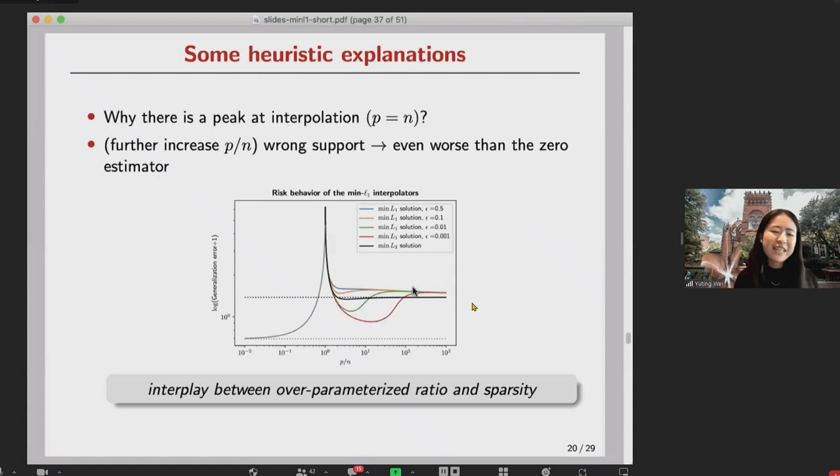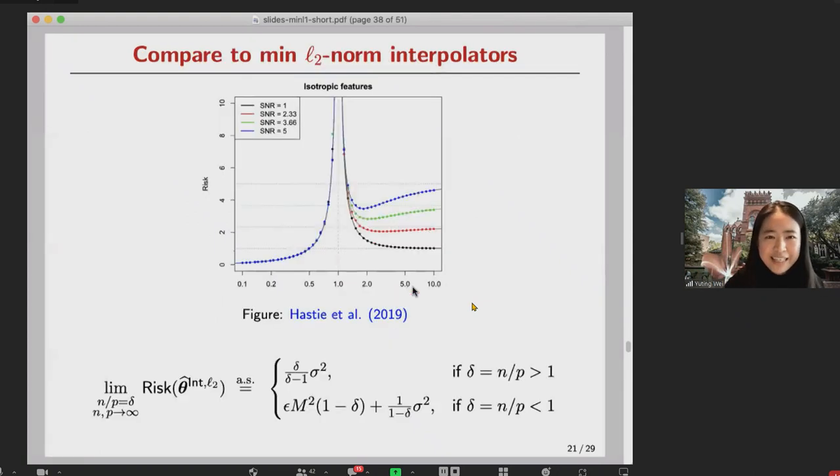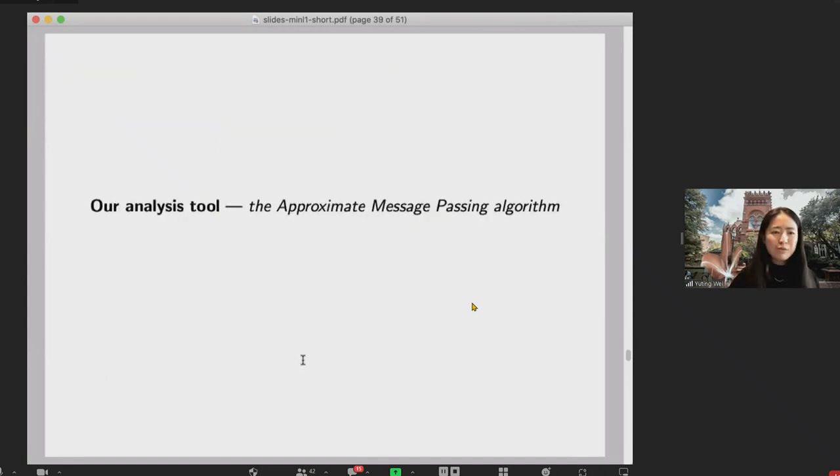So with this, I want to emphasize that because the minimum L1 solution has a nice interplay between the over-parameterization ratio and sparsity, you have a richer phenomenon. Compared to the minimum L2-norm interpolator, where people can write out the risk explicitly and analyze how the risk behaves by taking the derivative with respect to delta, which is the n over p ratio, you can see that the minimum L1 norm solution has a more complicated behavior. Indeed, to prove our result, we resort to the approximate message passing machinery.